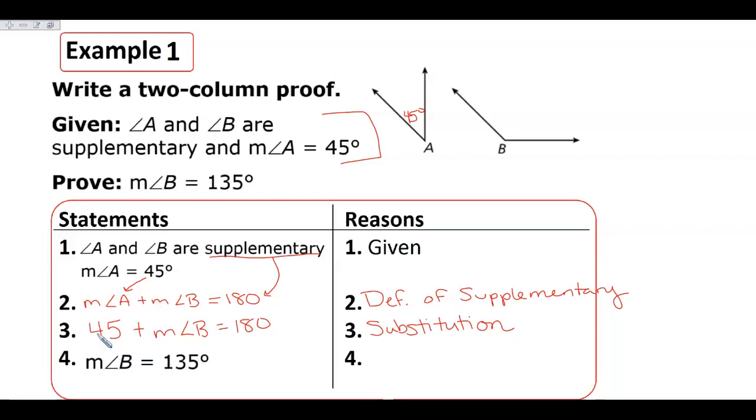When I'm plugging something in, that is substitution. All right? Now, how do I go from this to this? What do I do to solve this equation for B? I am subtracting 45 from both sides. So that is subtraction. Again, you are welcome to abbreviate, but remember that you need more than SUB because that could be substitution or subtraction. You need SUBS and SUBT at the minimum, okay?